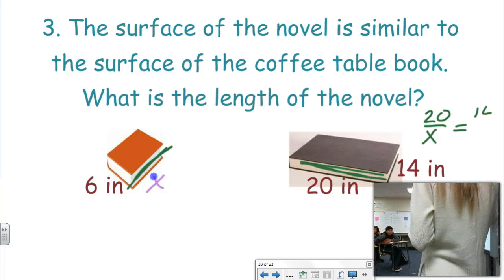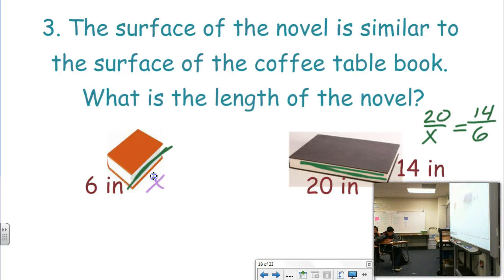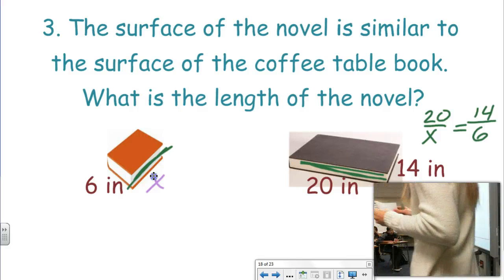14. Perfect. If yours looks different, that's fine. If you said 14 is to 6 as 20 is to X, that's okay. It's okay to flip them. That's fine. No, that's not fine, because 6 is the width and 20 is the length. You would need to put 6 with 14. See, that's the short little side, and that's the short little side. You have to keep the corresponding sides together. Cross multiply. Trent, what do you get?